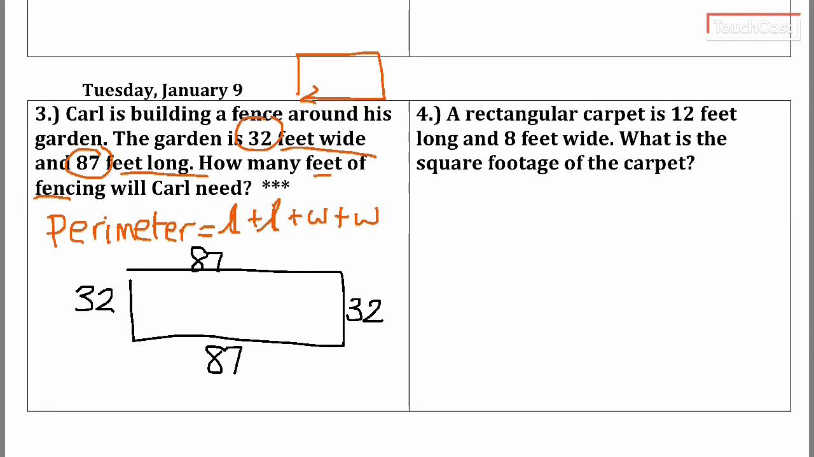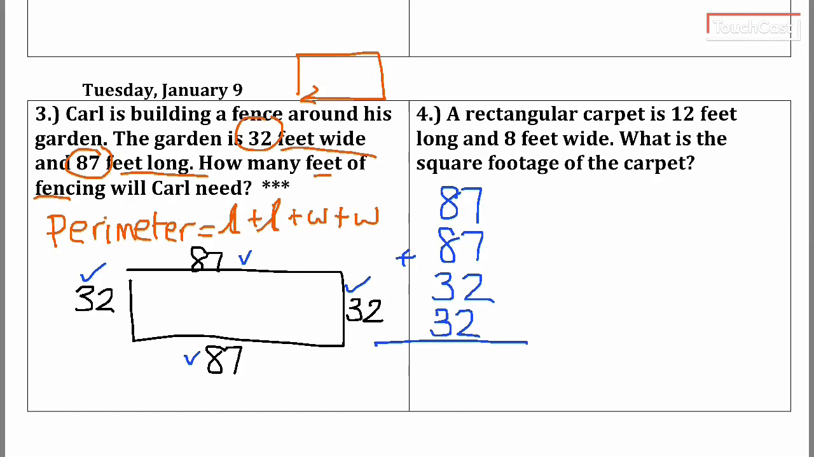We know perimeter is adding all the sides, so let's stack and solve. 87, 87, 32, 32. And of course we're adding. Some of my friends here will be adding like this. That's totally fine as long as you make sure your computations are correct.